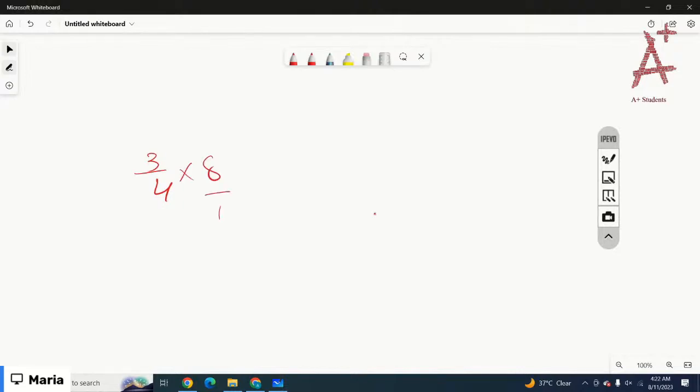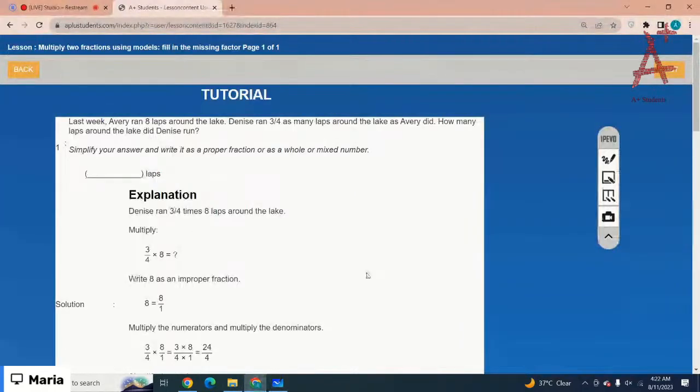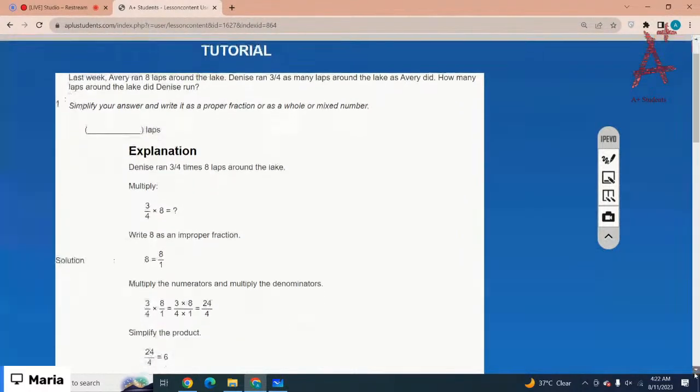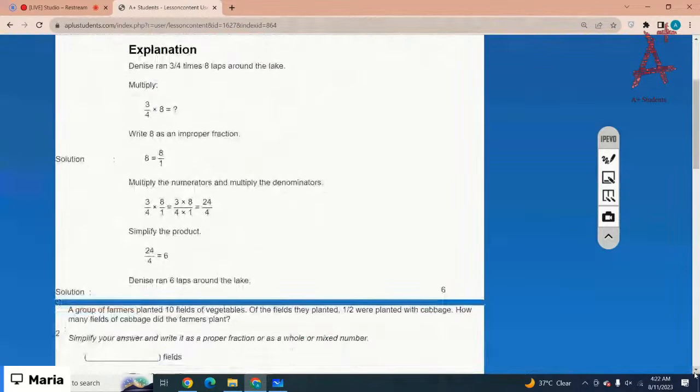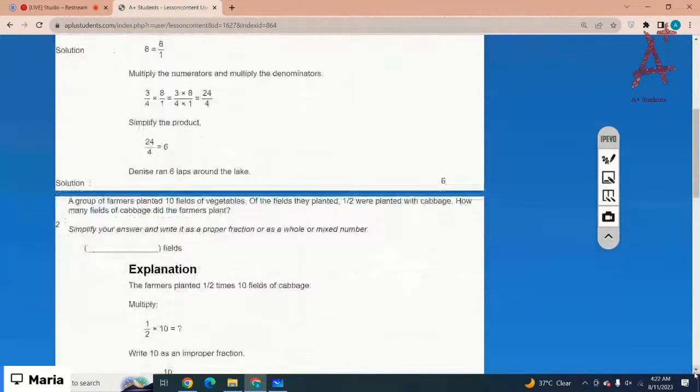So let's just multiply. 8 times 3 is 24 and 24 divided by 4. So you have to count the table of 4 until 24. So which is the correct option? So 24 over 4 is 6. So the correct option is 6, right? That means Denise ran in total 6 laps, right? Okay, let's just look at the other question.